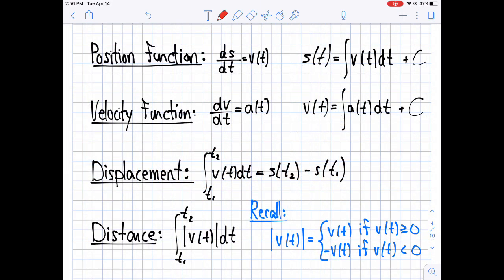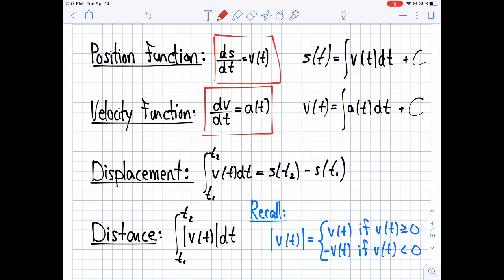So here we have position, velocity, displacement, and distance. The first thing we're going to look at is the position function. We remember from Cal 1 that if you take the derivative of your position function, you end up with velocity. And so what that means is that if you take the antiderivative of velocity, you're going to end up with your position function. Also, looking at the velocity function, we remember that the derivative of velocity is going to give us acceleration, and so your velocity is going to be an antiderivative of acceleration.